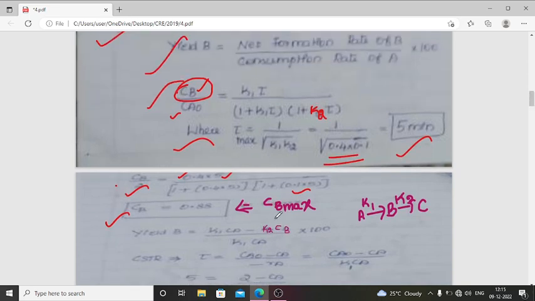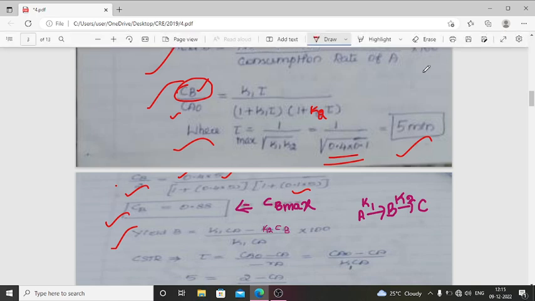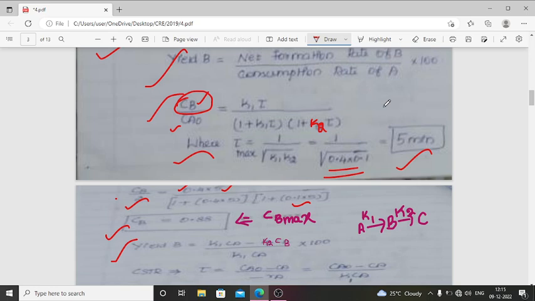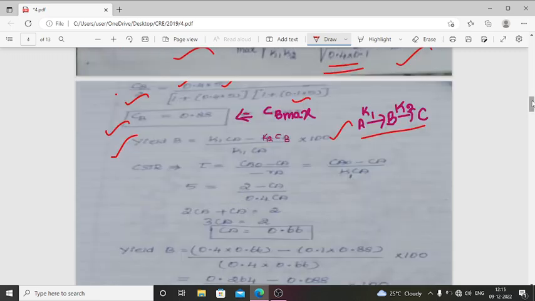So yield of B, this is our objective. Yield of B is equal to net formation rate of B, that is the numerator. So from this reaction A gives B gives C, net formation rate of B means K1Ca minus K2Cb, divided by consumption rate of A, K1 into Ca, into 100. This is the equation for yield of B. So in this equation we want K1, K2, Ca, Cb. Then only can we calculate the yield of B. We know K1, K2 and Cb value. We don't know the Ca value. How will we calculate the Ca value?